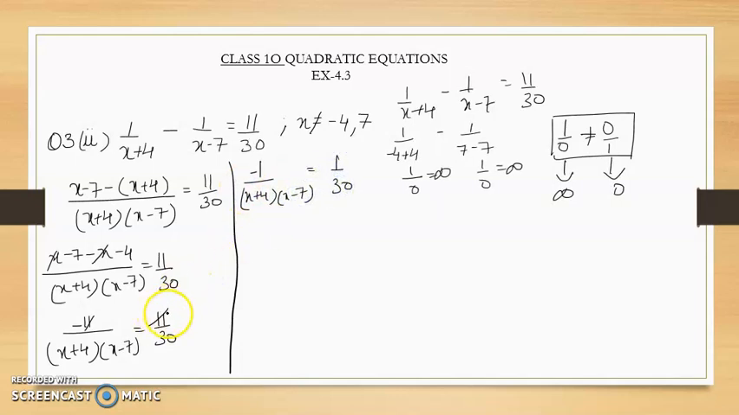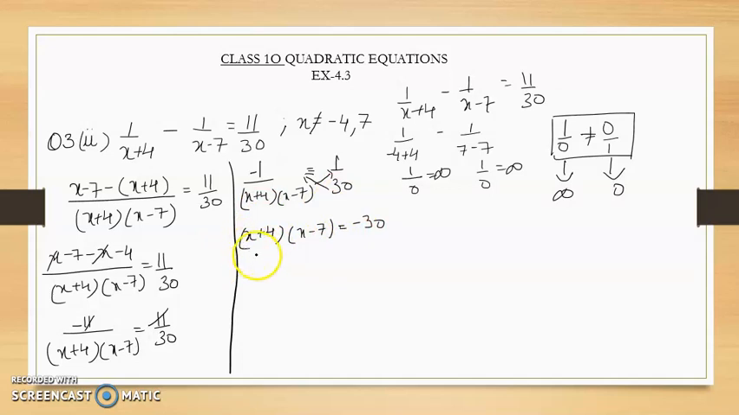Always remember how to cancel numerator and numerator. Don't cancel numerator and denominator. See here, 11 ones are 11, 11 ones are 11, and minus 1 here. Now you will cross multiply. Cross multiply this. You will get x plus 4 into x minus 7 is equal to minus 30. Are you following students? Cross multiply, so you will get x plus 4 into x minus 7, right, is equal to minus 30.